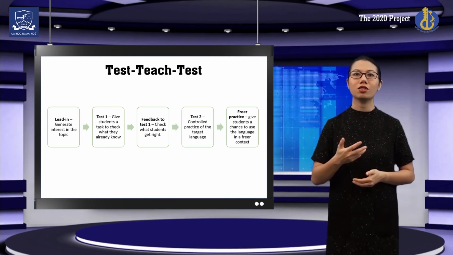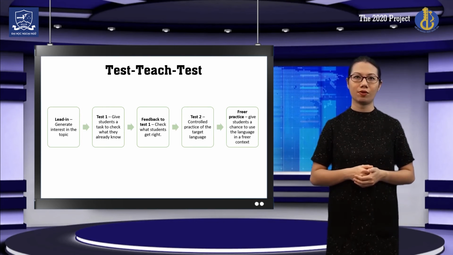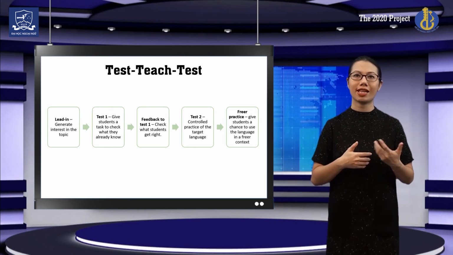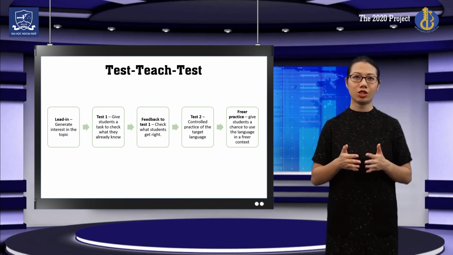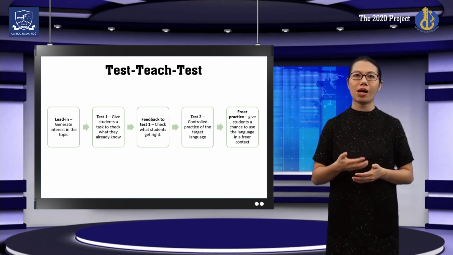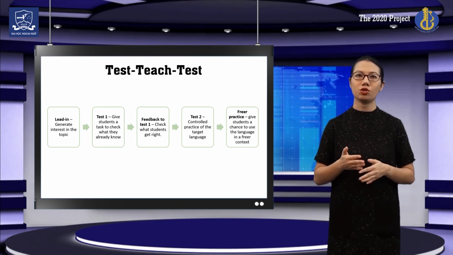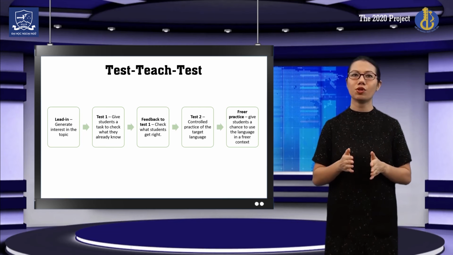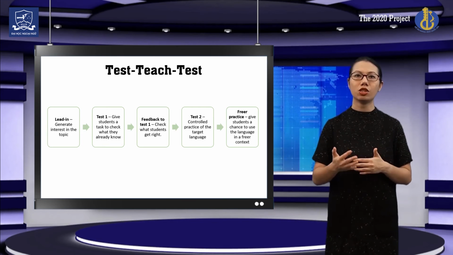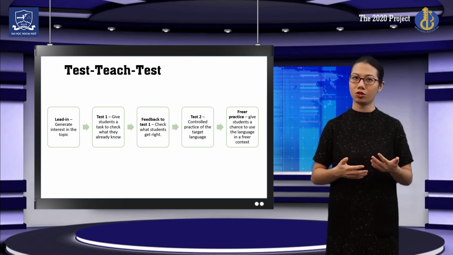Test 2. Controlled practice of the target language. Give students a chance to put what you just clarified into practice. For example, if you did a matching task in Test 1, maybe you could do a gap-fill in Test 2, where learners choose the appropriate word in context. Freer practice. Give students a chance to use the language in a freer context: discussion questions, role play, etc.